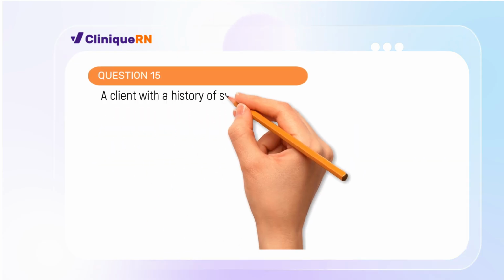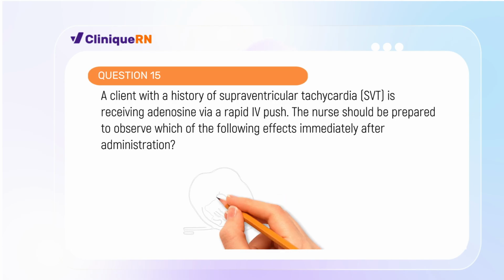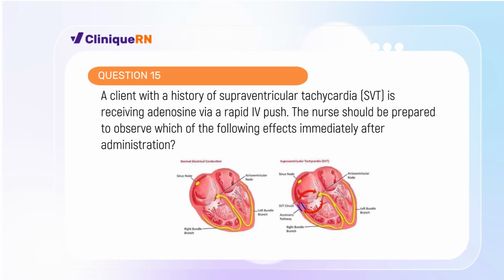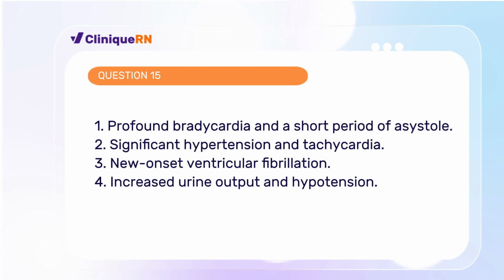Question 16. A client with a history of supraventricular tachycardia, SVT, is receiving adenosine via a rapid IV push. The nurse should be prepared to observe which of the following effects immediately after administration? 1. Profound bradycardia and a short period of asystole. 2. Significant hypertension and tachycardia. 3. New onset ventricular fibrillation. 4. Increased urine output and hypotension.